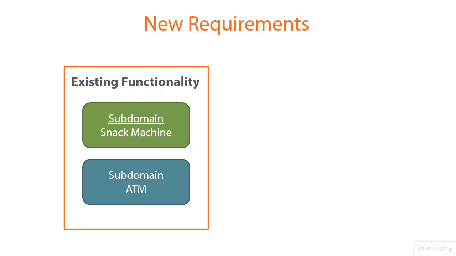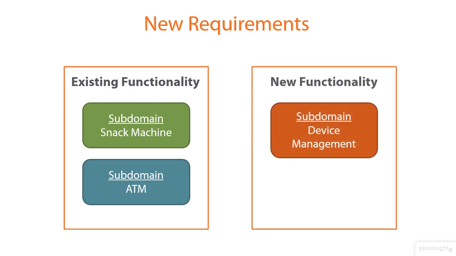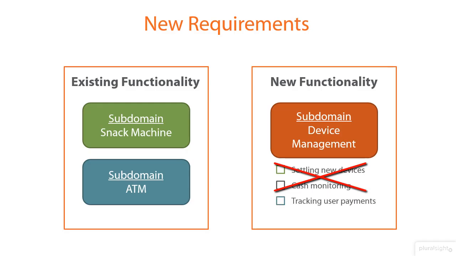Now, as we have two models, one for snack machine and the other for ATM, our stakeholders decided we need a new subsystem which would be responsible for managing the devices. In the real world, a subsystem like this would probably do such tasks as settle new devices across the country, monitoring cash levels inside them, and so on. In our case, let's say it has only two requirements: keeping track of all payments made by all users of our ATMs and moving cash from snack machines to ATMs.